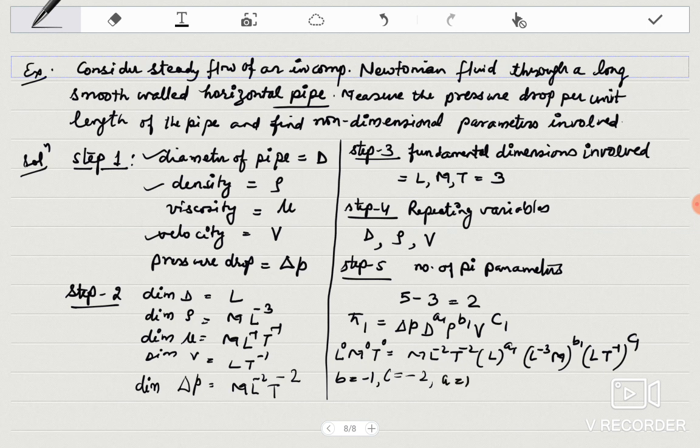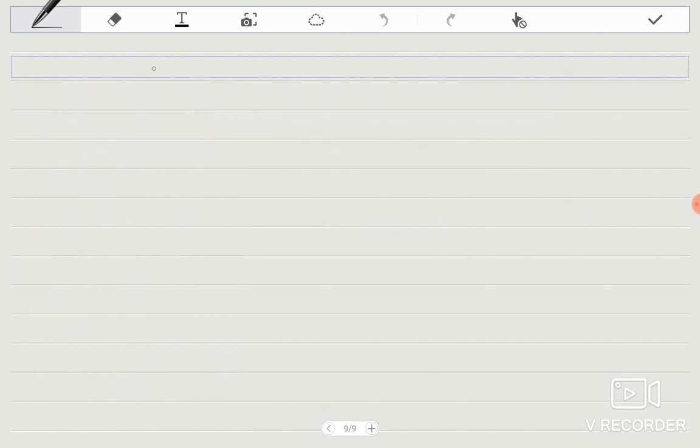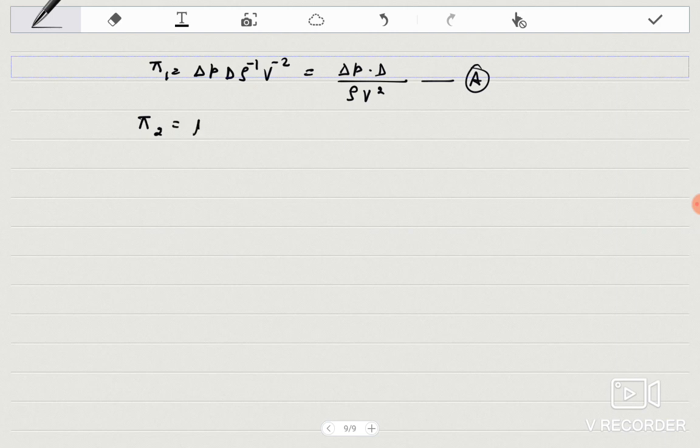So now I am writing my pi 1. Pi 1 will be delta P, D raised to the power 1, rho raised to the power minus 1, V raised to the power minus 2. Or it is delta P into D upon rho V square. This is our pi 1. This is one parameter. Likewise, I may take my pi 2. Pi 2 will be regarding mu.